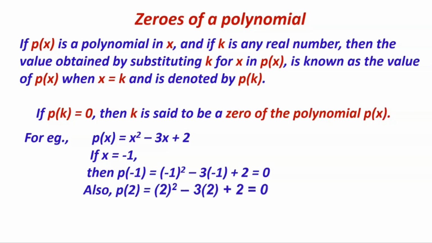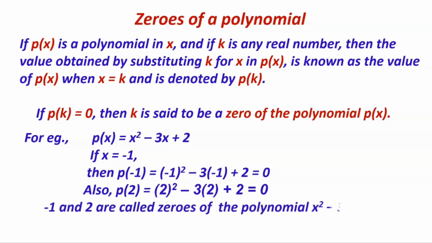Similarly, if you substitute x equal to 2 in p(x), p of 2 is 2 square, because x square is there, so 2 square minus 3 into 2 plus 2. This value is also 0. As the values of p of minus 1 and p of 2 are both zero, minus 1 and 2 are called zeros of the polynomial x square minus 3x plus 2. Okay.